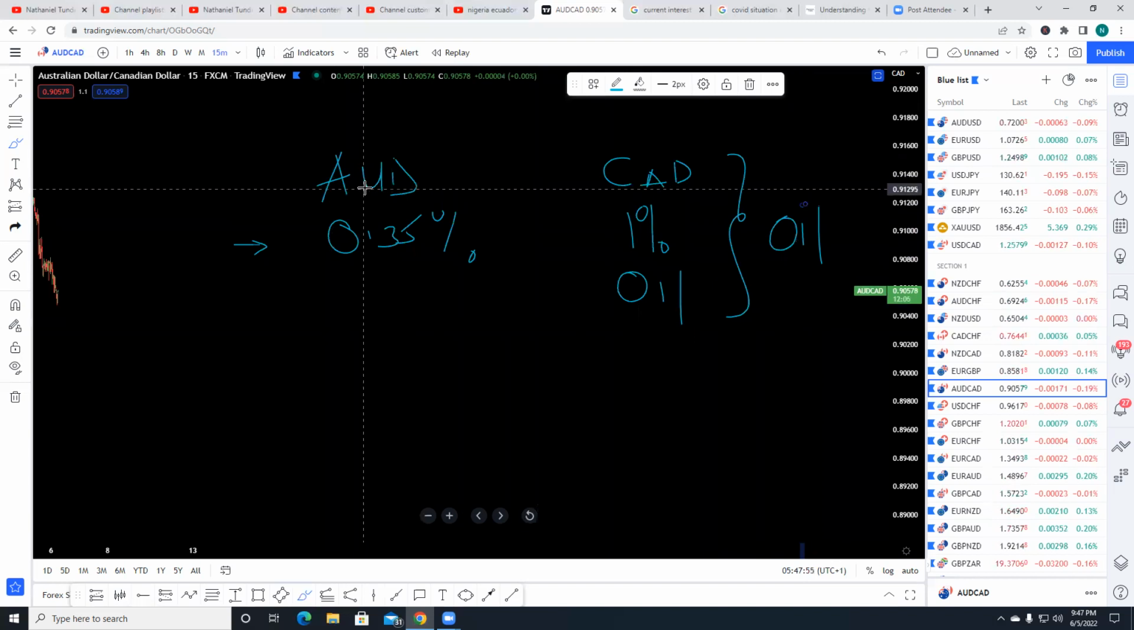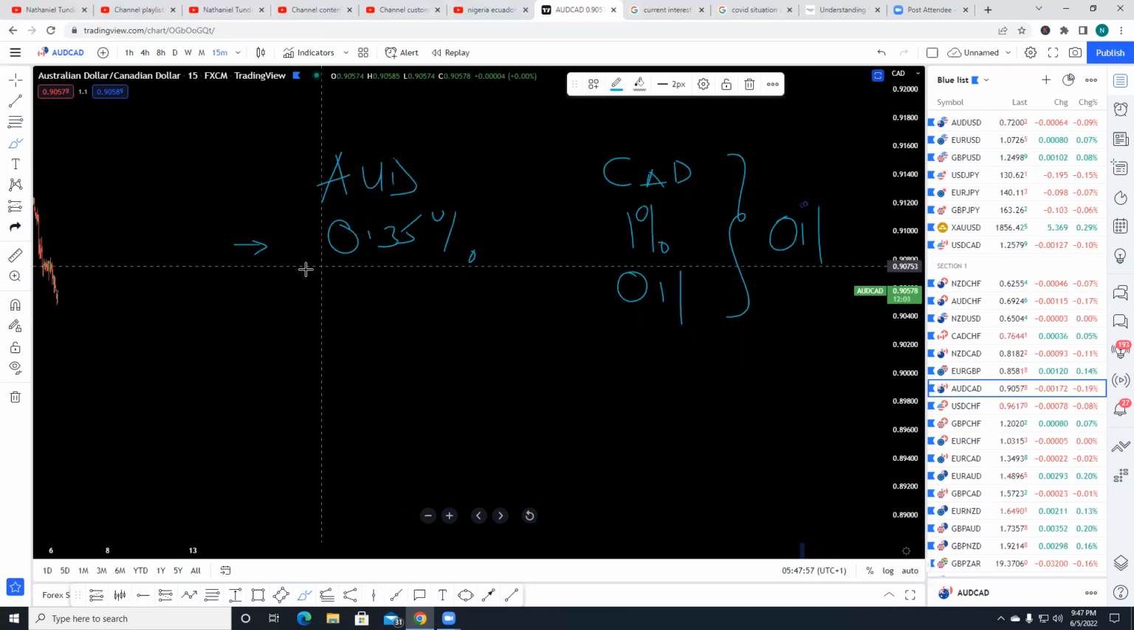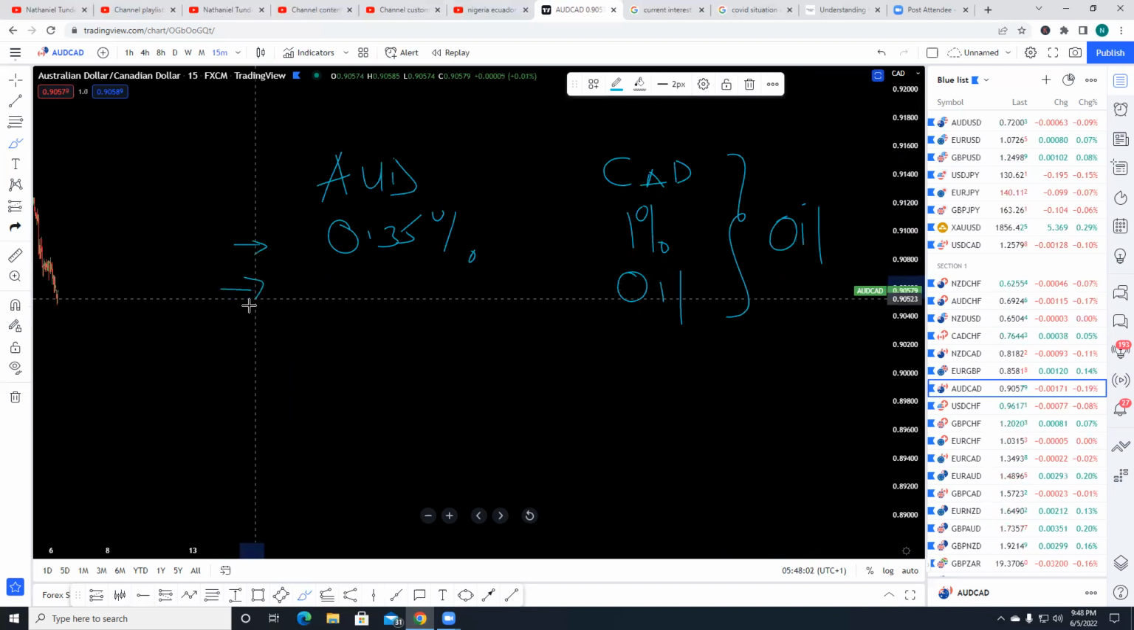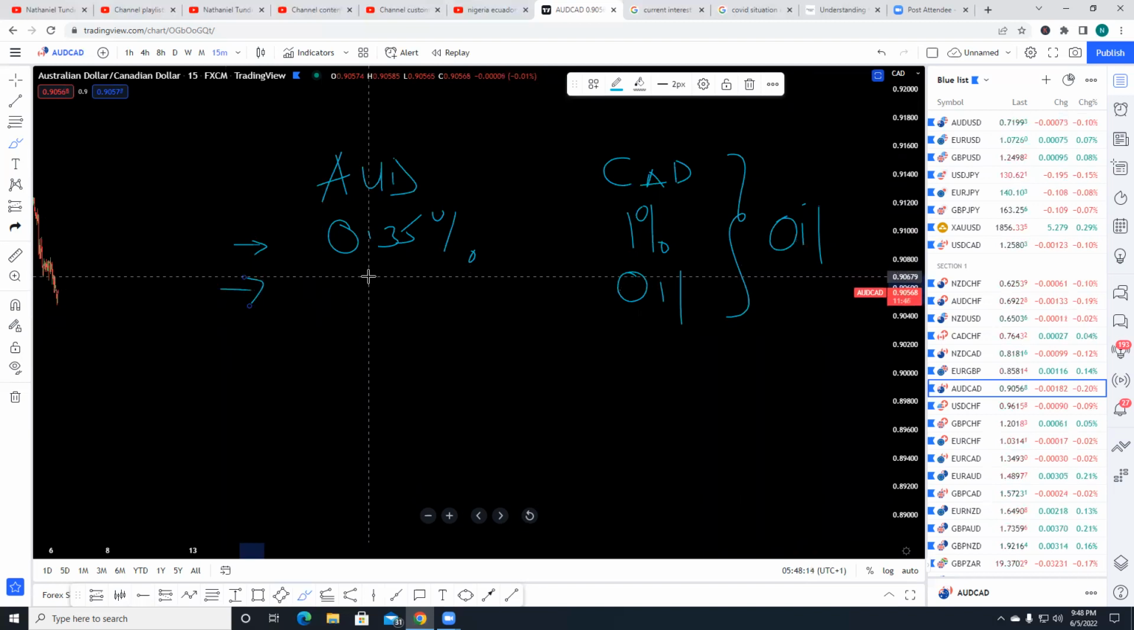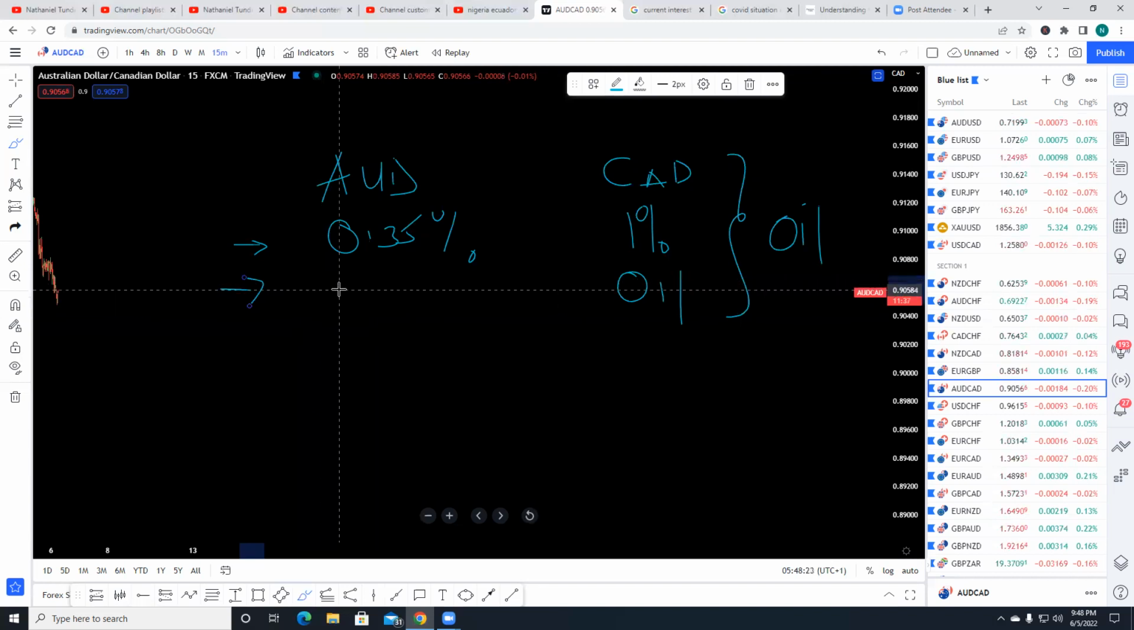In the case of AUD, we see that the interest rate is this. Then AUD too is an export-driven currency, and it is a commodity currency too. They are export-driven, and it's a reserve currency. Many people also hold AUD as a reserve currency. And honestly, I can confirm to you that it's a free-floating currency.